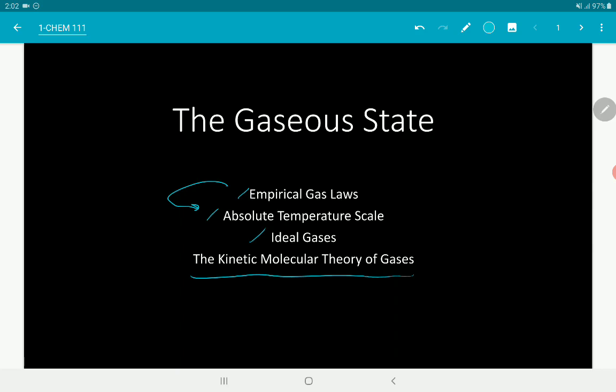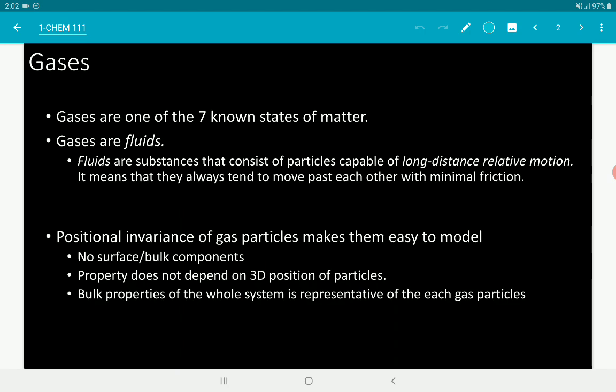So ito yung theory na nabuo because of those gas laws. Okay? So yung gases, they are one of the 7 known states of matter. Meron actually tayong tatlong classical states, yung solid, okay, liquid, gas. Okay, yun yung mga classical states. Meron tayong mga non-classical states, yung plasma, liquid crystals.